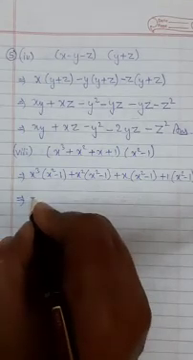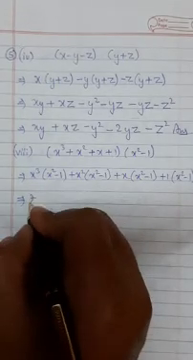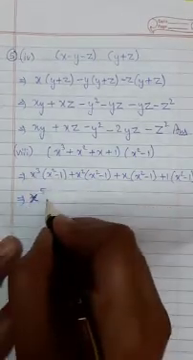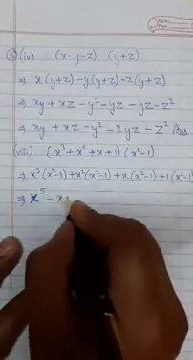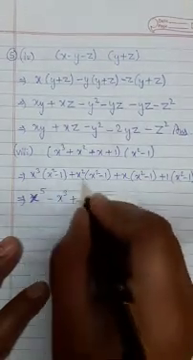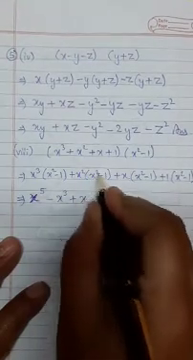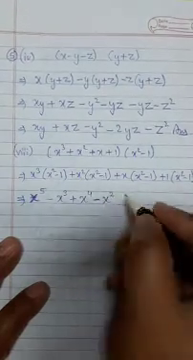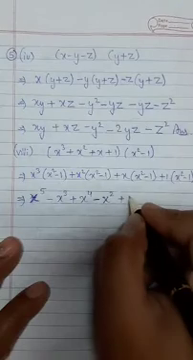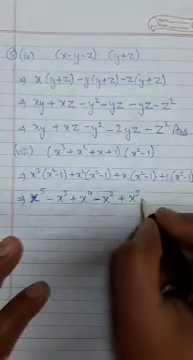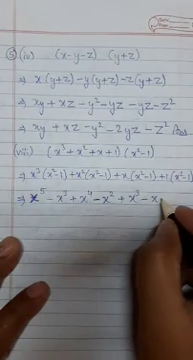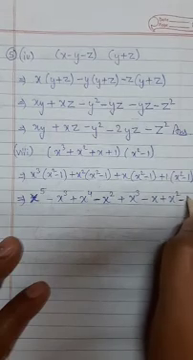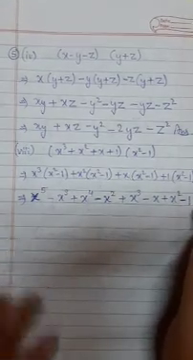Plus into plus is plus. So x cube into x square will give you x to the power 3 plus 2, that is 5. Plus into minus is minus. X cube into 1 is x cube. Then plus into plus is plus. X square into x square will be x to the power 2 plus 2, that is 4. Plus into minus is minus. X square into 1 is x square. Plus into plus is plus. X into x square is x cube. Plus into minus is minus. X into 1 is x. Plus into plus is plus, 1 into x square is x square, plus into minus is minus, 1 into 1 is 1. Now finding the like terms.